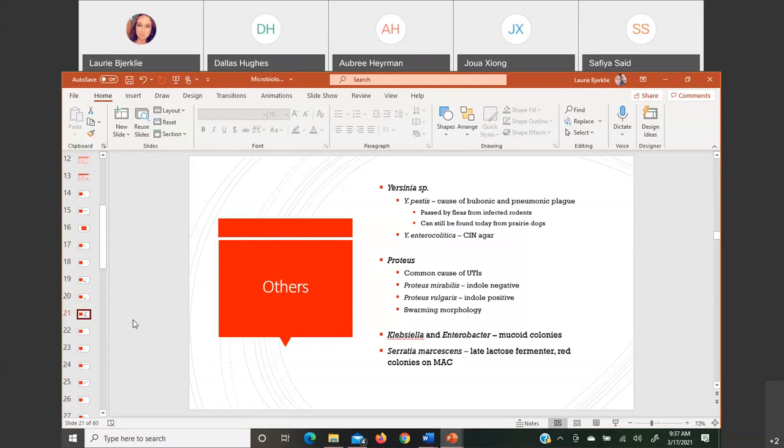Yersinia enterocolitica causes enterocolitis. That's the thin agar, bullseye-shaped colonies. Proteus is a big one. I'm sure you guys saw Proteus almost every day. It's a huge cause of UTIs especially. We all know it has that really unique swarming morphology on a plate. Two biggest Proteus species would be Proteus mirabilis versus Proteus vulgaris. They can be separated by their indole results. Proteus mirabilis, again, is indole negative. Proteus vulgaris is indole positive.